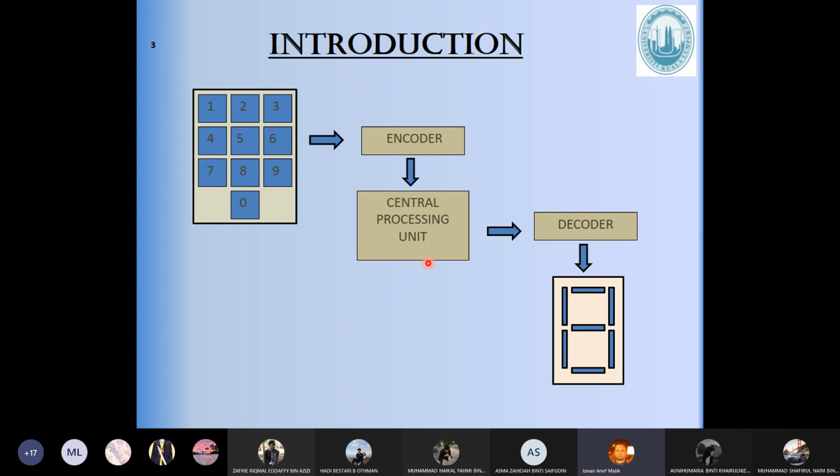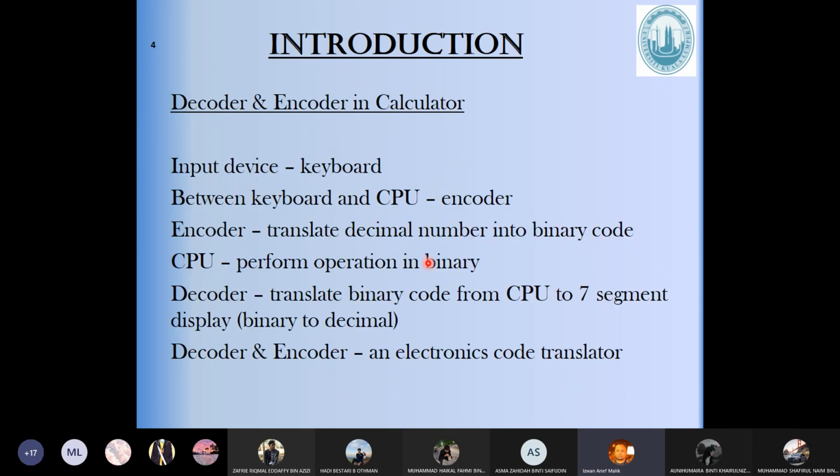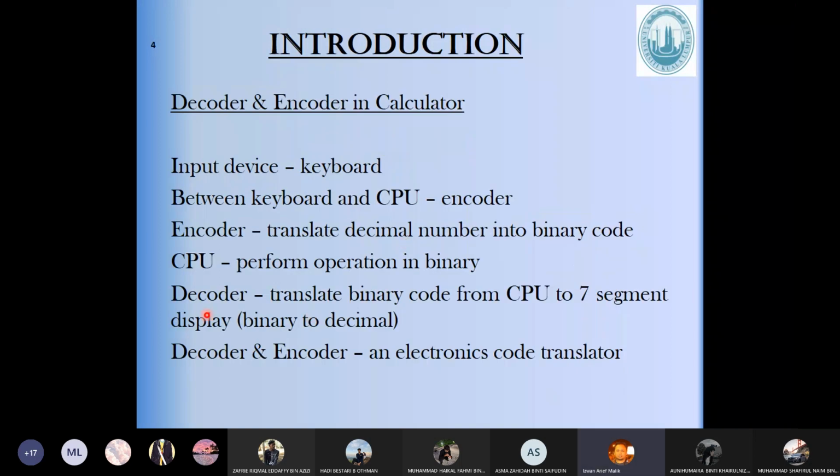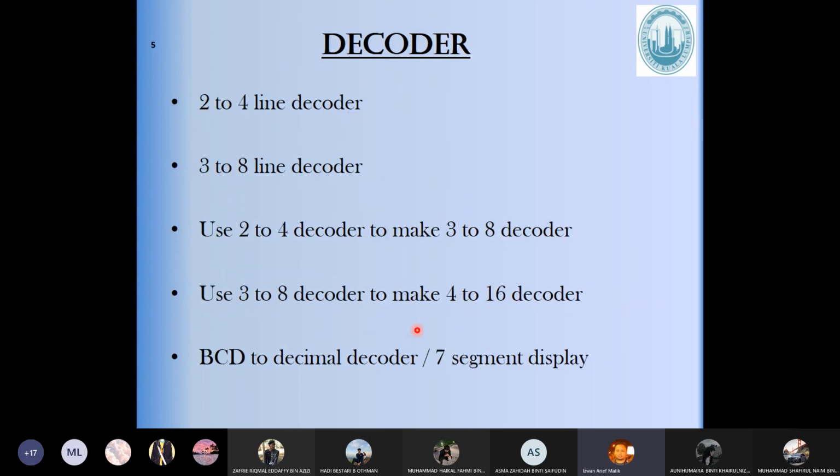Okay, so that is where you can find an example of encoder and decoder. Okay, so this is the explanation of what I explained just now. Alright, so encoder to translate the decimal number into binary code. So you entered number, for example number 9, so it will change 9 into binary, which is 1001. And then the decoder to translate the binary from CPU to 7-segment display, which is binary to decimal.